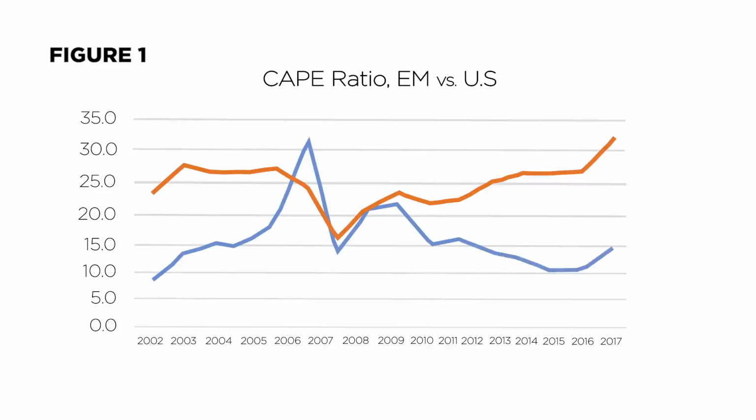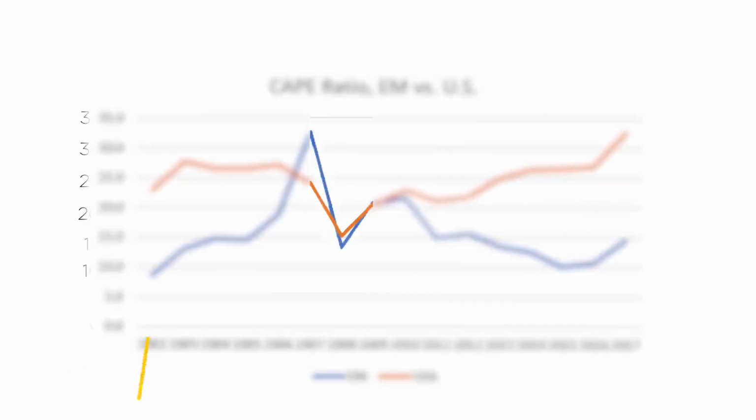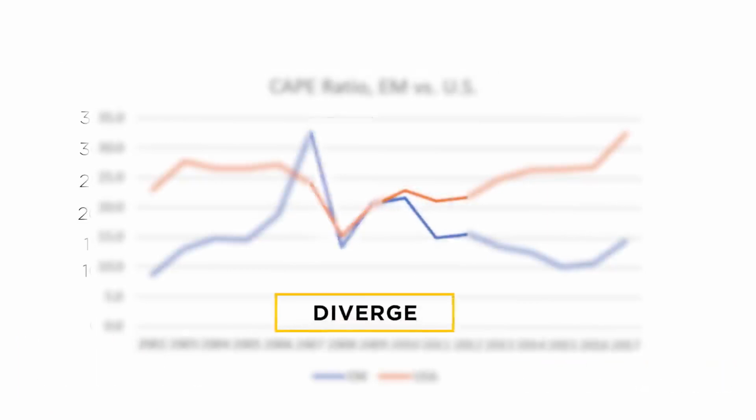I find it fascinating how the two of them converged during the 2008-2009 crisis, only to diverge again. In times of crises, everything becomes correlated, doesn't it?